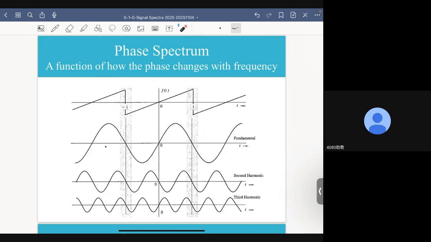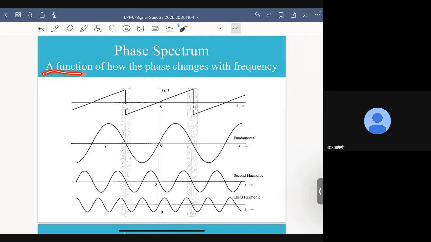Okay, so let's go back to control. Now, the physical meaning of the amplitude spectrum is actually relatively easy to understand. The phase spectrum, however, is another story. Now, what is the role of the phase spectrum? Why does it matter? What can it do for us? What information can I get by looking at the phase spectrum?